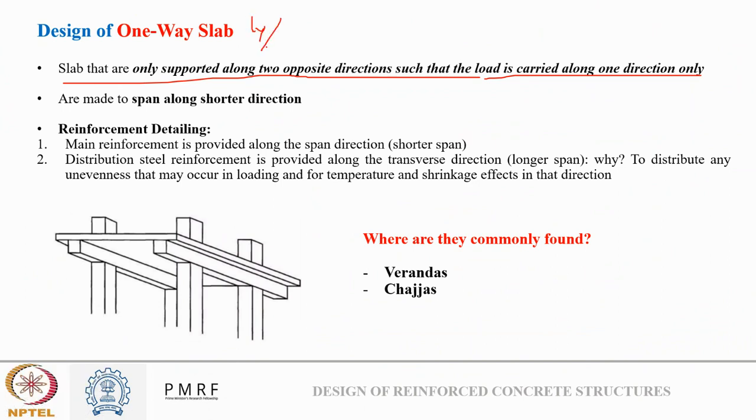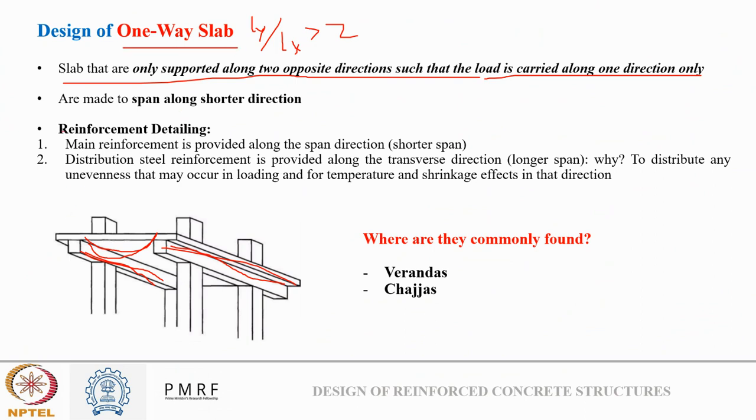Now in this case, as I just stated, the supports are designed as per the slab only. The support is only provided along the two opposite directions such that the load is carried along one direction only. So the deflection will be along this direction only and the supports are along the opposite direction. And these are made to span along the shorter side. So supports are designed such that the slab will span along only one side. So these are one-way slabs.